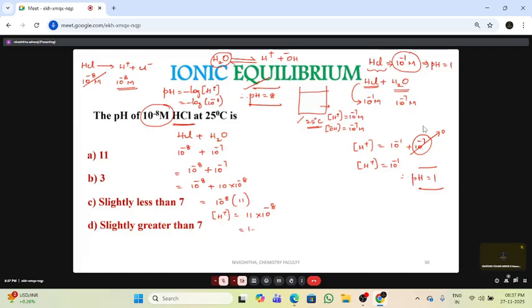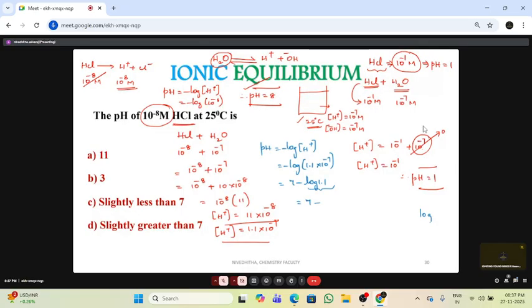So this is the H plus ion concentration, from which we can calculate pH. What is the formula to calculate pH? pH is equal to minus log of H plus ion concentration, and the H plus ion concentration here is 1.1 into 10 power minus 7. If you simplify this, it is 7 minus log 1.1. So from 7 you have to subtract a quantity, which is log 1.1.